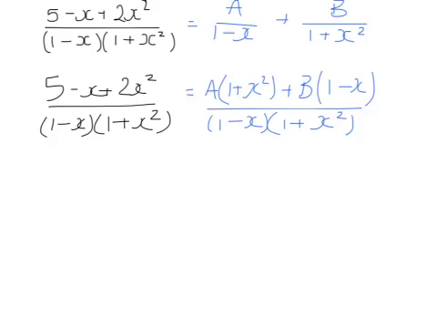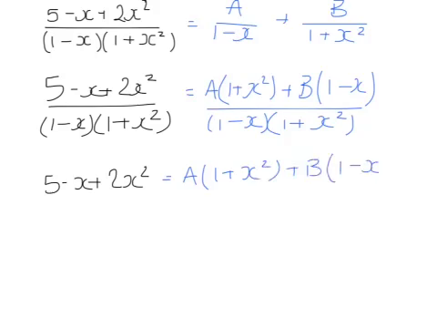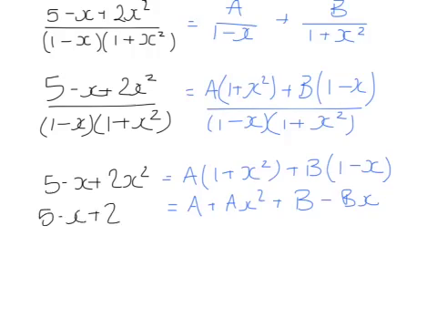But that's useful, okay? So what we know is that 5 minus x plus 2x squared is equal to A lots of, we're not quite sure what that is yet, 1 plus x squared, and then B lots of 1 minus x. So I'm going to expand out this blue side now. So I've got A times 1, plus A lots of x squared, plus B minus B lots of x. And that I'm still comparing to 5 minus x plus 2x squared.